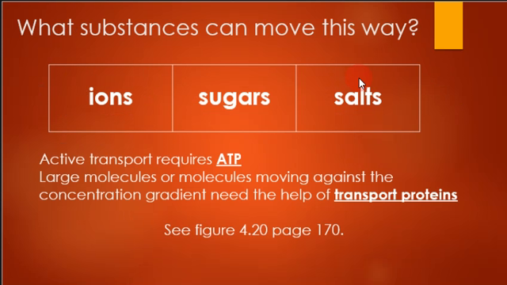Okay, what substances move this way? Ions, sugars, and salts. Those are all very small, although some sugars are pretty big. All right, and then we see active transport requires ATP. That's your next blank, ATP.